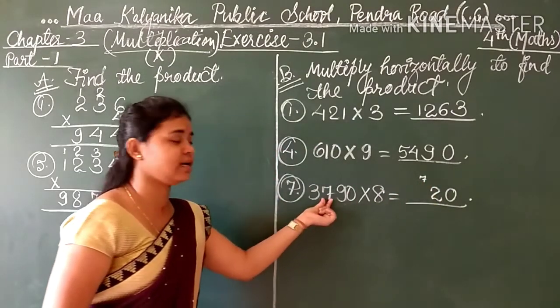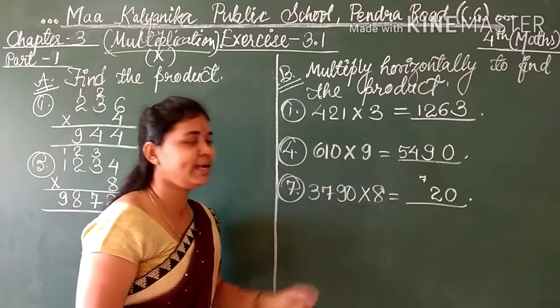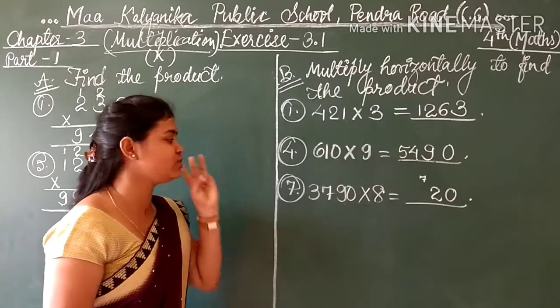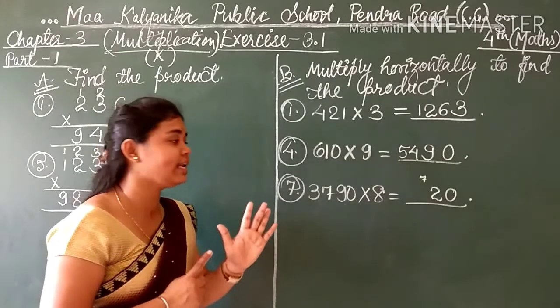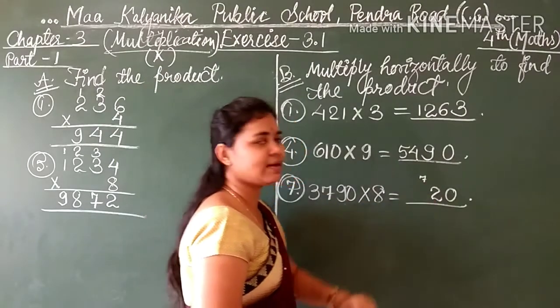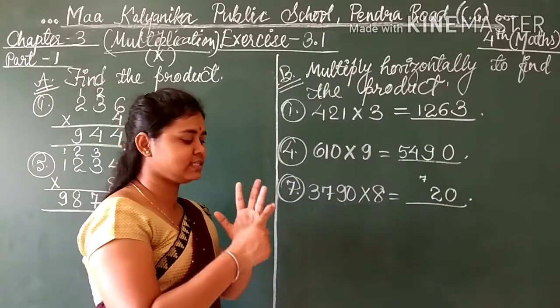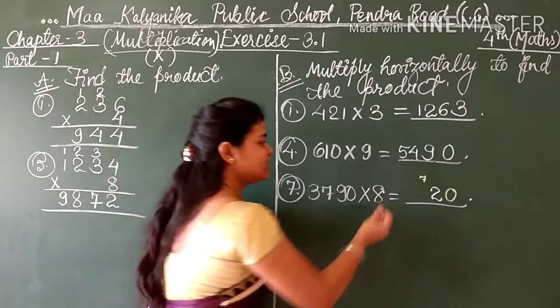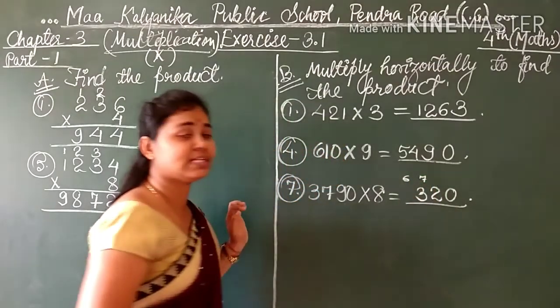Now 8 sevens are 56. Once again read the table of 8. 8 ones are 8, 8 twos are 16, 8 threes are 24, 8 fours are 32, 8 fives are 40, 8 sixes are 48, 8 sevens are 56. 56 is there, plus 7. 56, 57, 58, 59, 60, 61, 62, 63. 63. We will write 6 as carry.